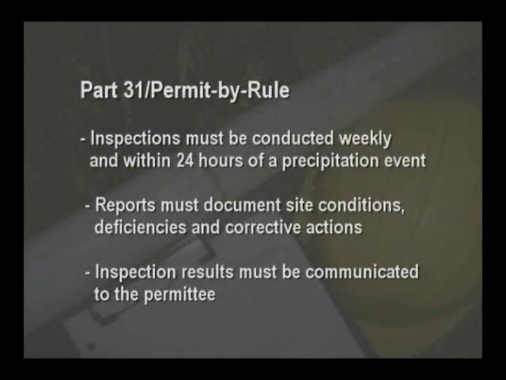Construction stormwater inspections must be performed and documented by a stormwater operator. The stormwater operator must perform weekly inspections and an inspection within 24 hours of a precipitation event that results in a discharge to surface waters. The stormwater operator must document site conditions, including deficiencies in the SCSE measures and corrective action required or completed.